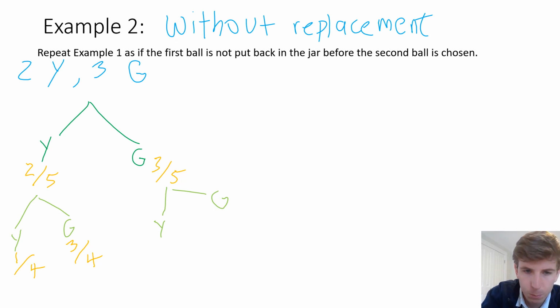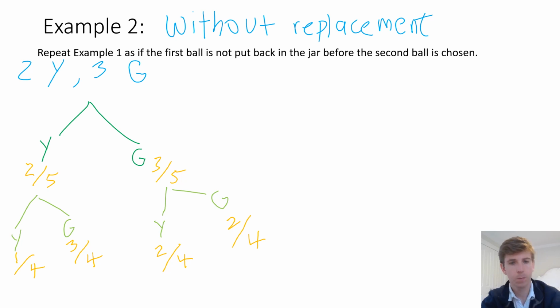So let's move over to these probabilities over here. So this time on this branch, we picked a green first. So the probability of yellow, well, there's 4 total, and 2 of them are yellow, so 2/4. For green, same idea, there's 4 balls left, 2 of them are green. Once again, it adds up to 1. 2/4 is the same as 1/2, of course.